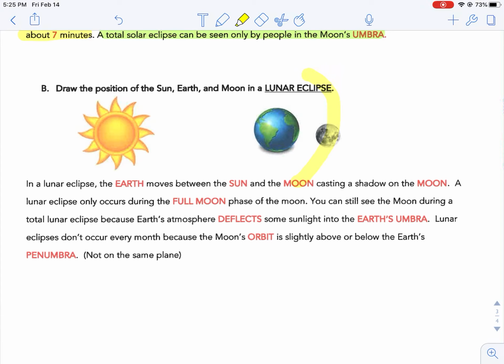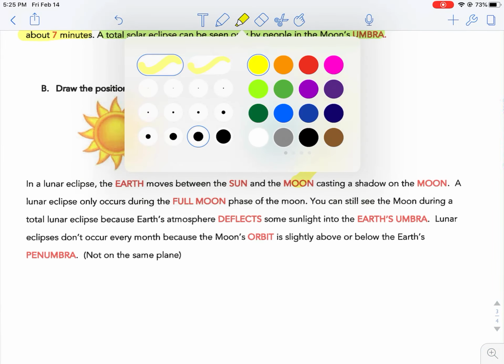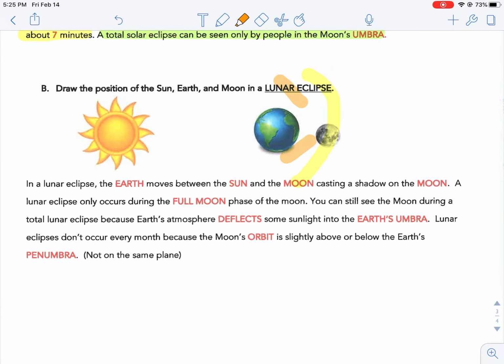So in a lunar eclipse, the earth moves between the sun and the moon, casting a shadow on the moon. A lunar eclipse only occurs during the full moon phase of the moon. You can still see the moon during a total lunar eclipse because the Earth's atmosphere is going to deflect some sunlight into the Earth's umbra. Lunar eclipses don't occur every month because the moon's orbit is slightly above or below the Earth's penumbra, so it's not on the same plane.